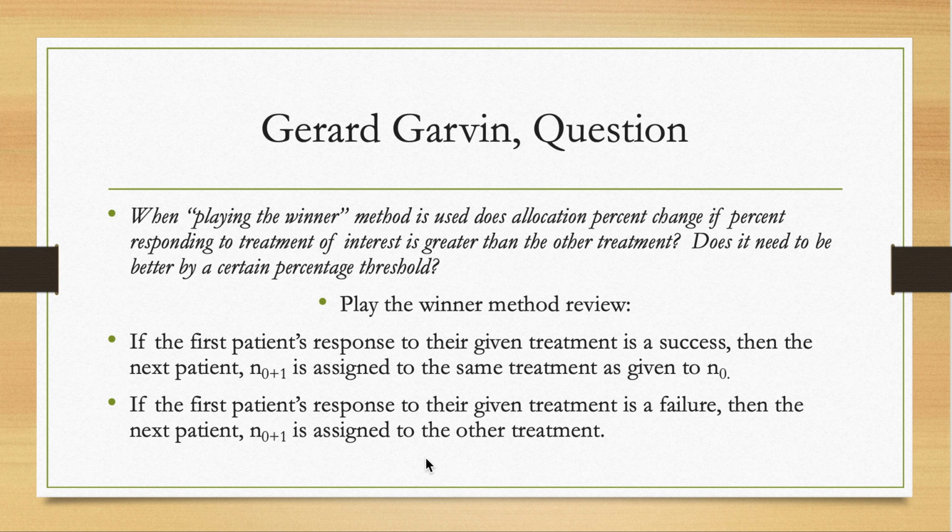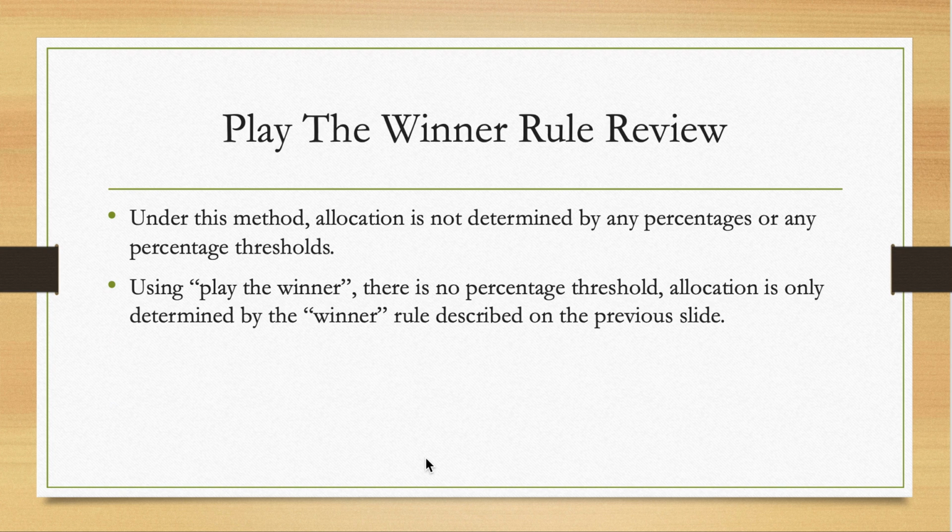So that's simple. That's the play the winner method in review, because under this method, allocation is not determined by any percentages or any percentage thresholds. And using play the winner, there is no percentage threshold. Allocation is only determined by the winner rule described on the previous slide.